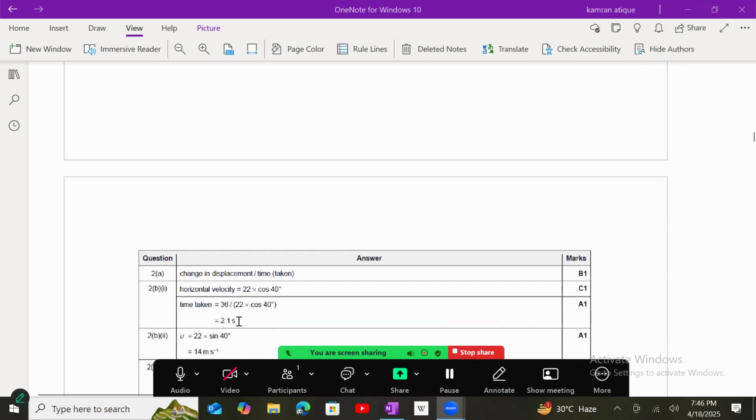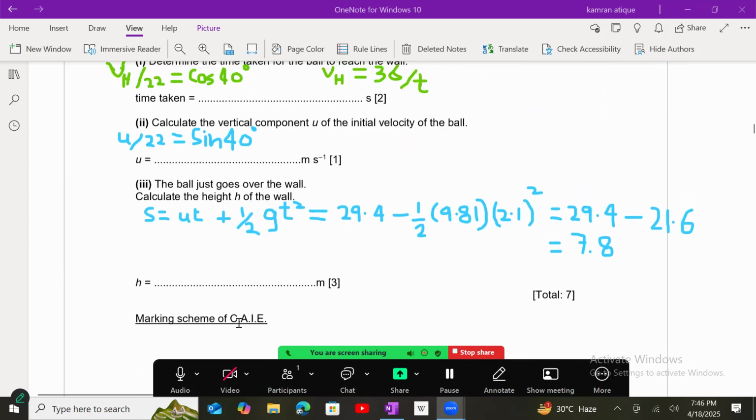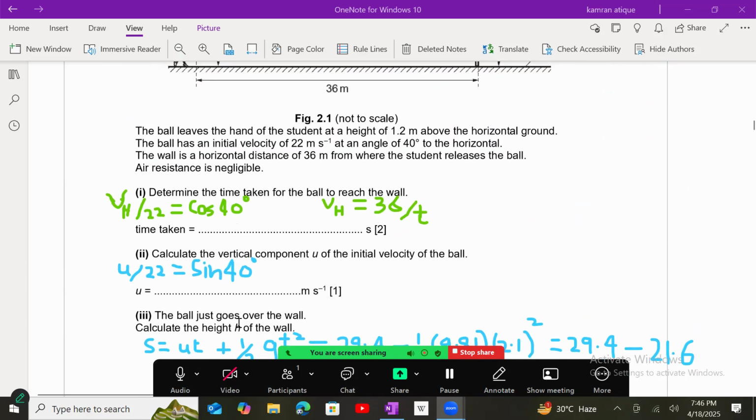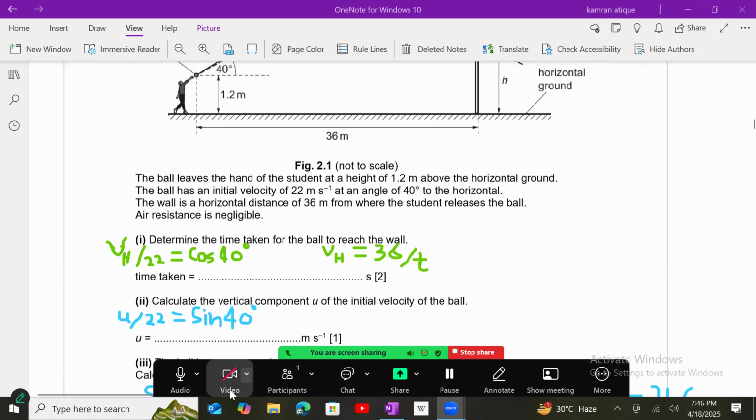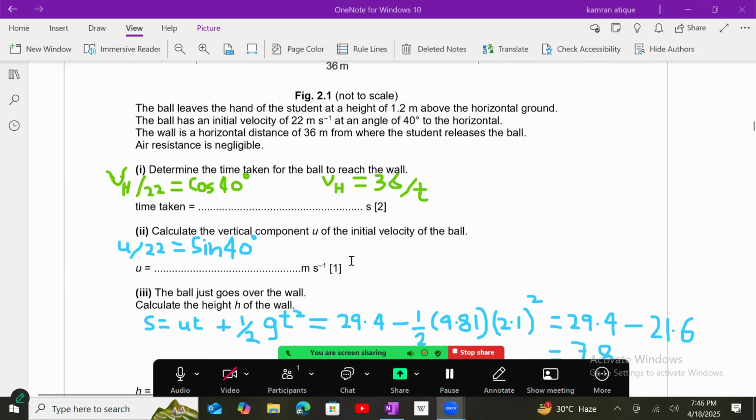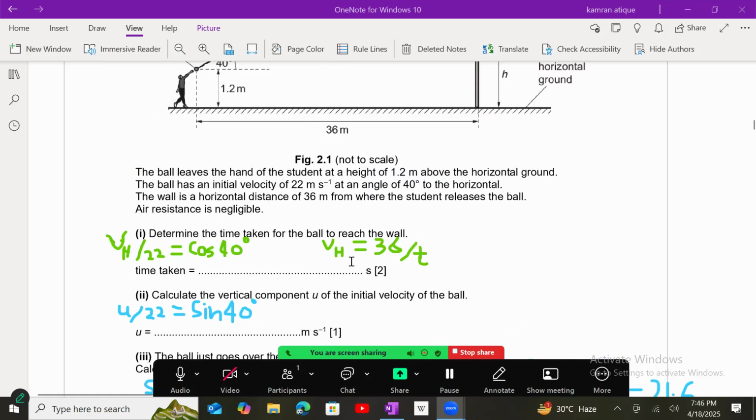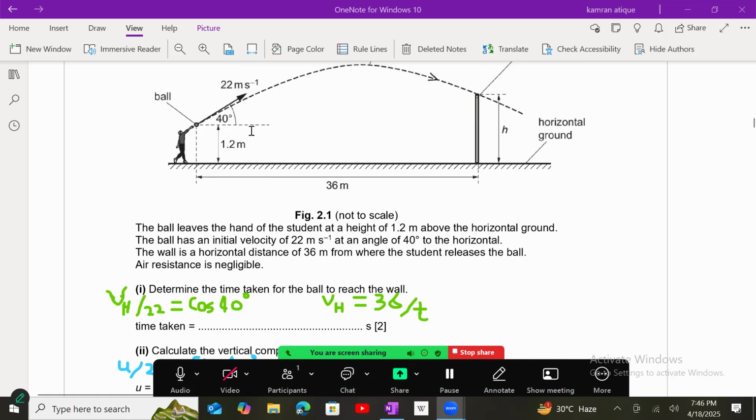It's very simple. The next part of the question is very simple. So I'm moving to the next part. Calculate the vertical component u of the initial velocity of the ball. So now your examiner is asking about the vertical component.